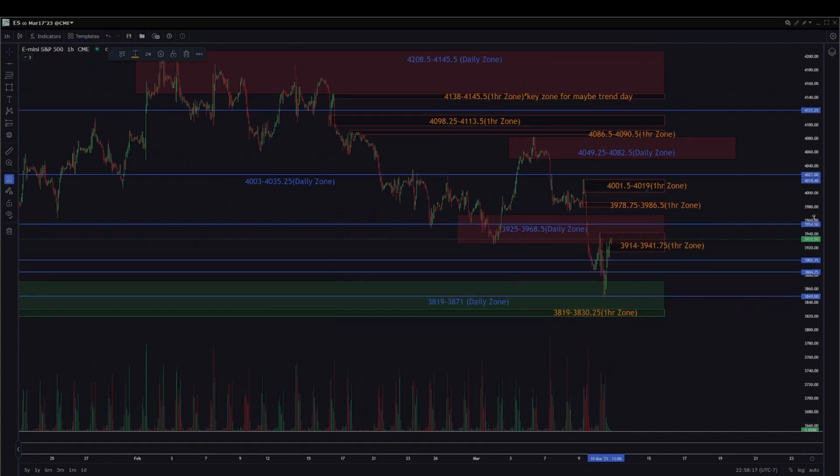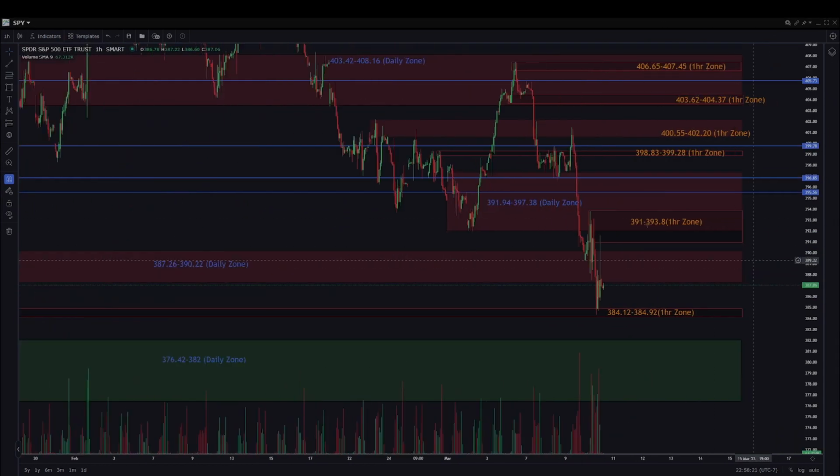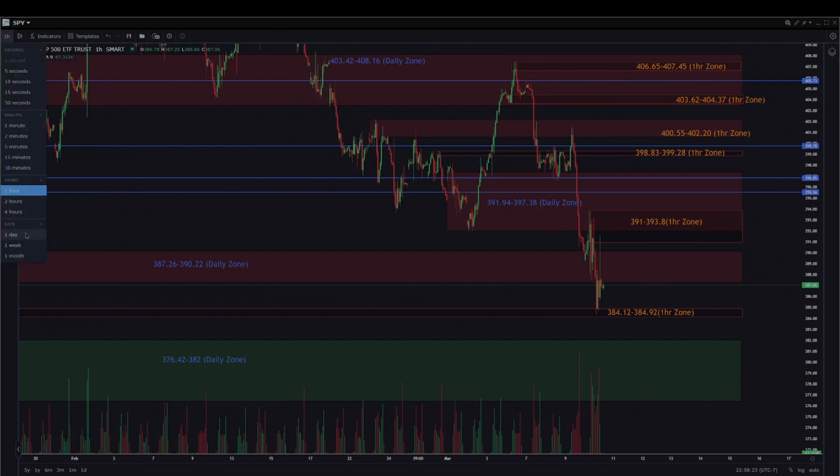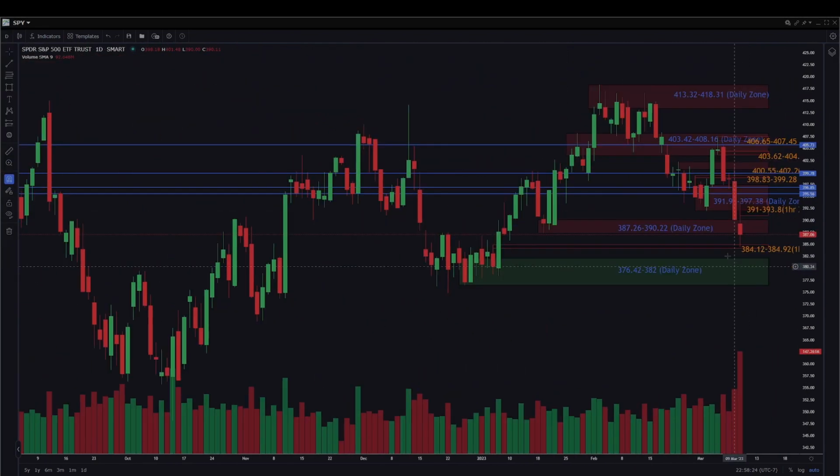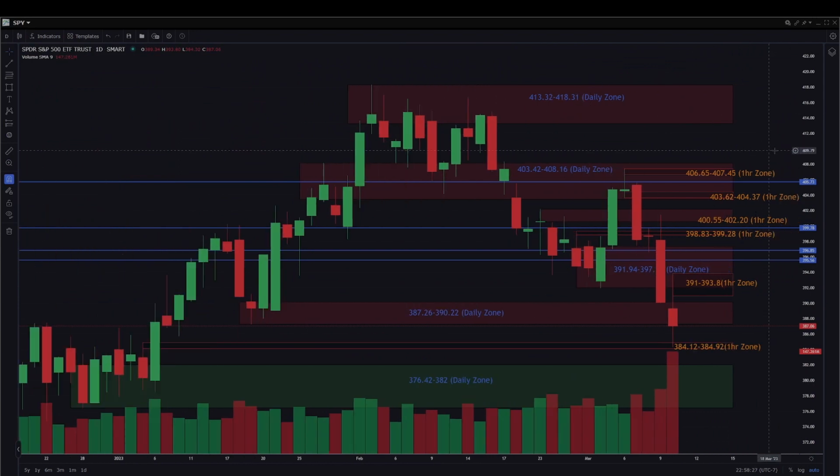Let's get into SPY now. So SPY, pretty similar levels. We got that big daily zone up here. Another one in here. And then we have these two. So this is how I made this zone. This is the candle I used to make the other zone.